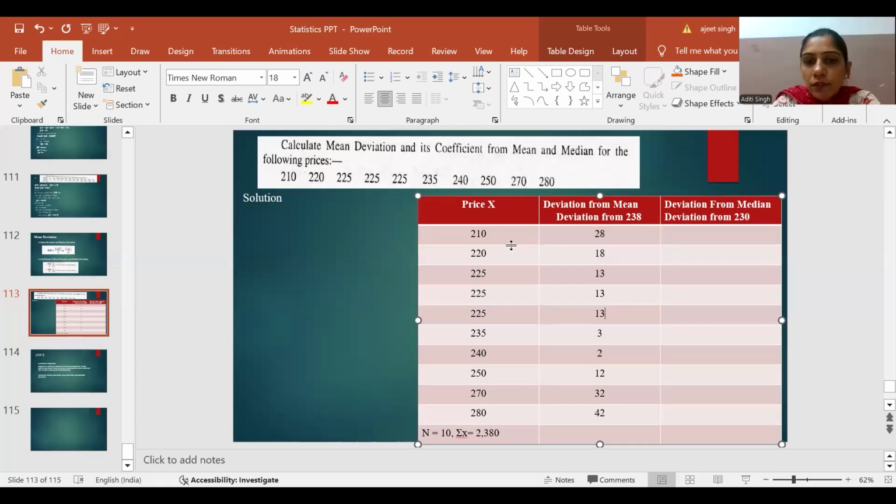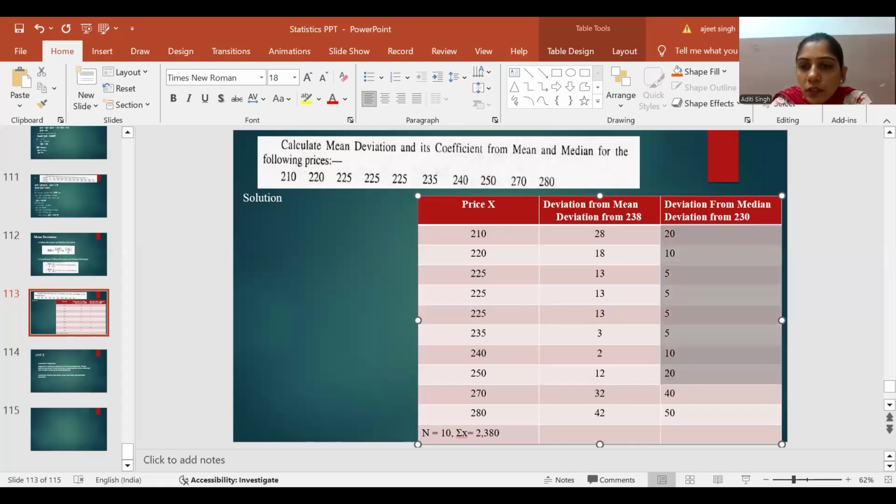Now we will take the difference of this price and the median value, which is 230. The difference of 210 and 230 is 20. Then 10. After that 5. Again 5, 5. The difference of 235 and 230 is again 5. The difference of 240 and 230 is 10. The difference of 250 and 230 is 10. The difference, no, it's 20 basically. Okay. After that, there is a difference of 40 and then 50.